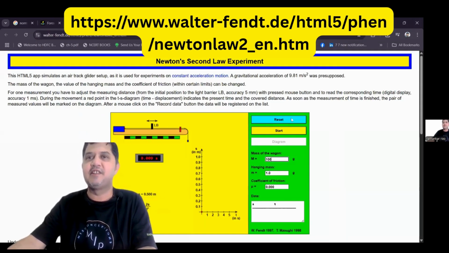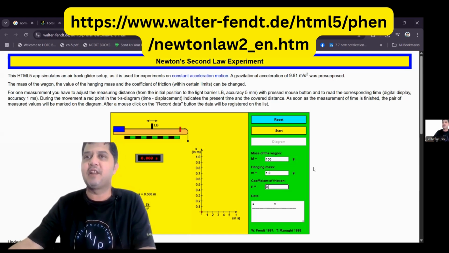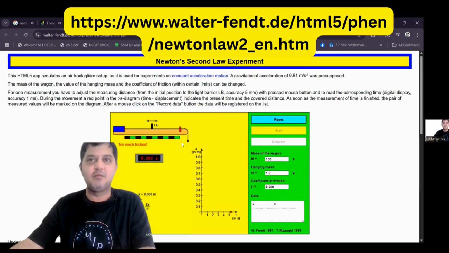Let me just reset this. Okay, so you have this one here. There's a pulley and it's been made to move down, and I can put this coefficient of friction to be 0.2, for example, and then I can start this. It says too much friction, which means what? The object is unable to move, right?